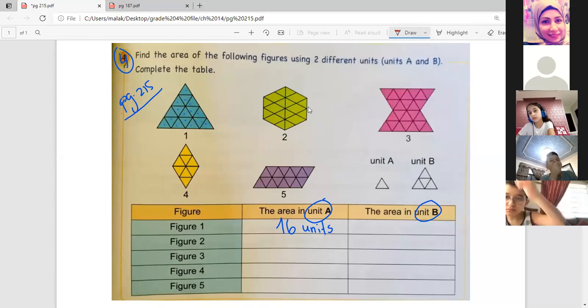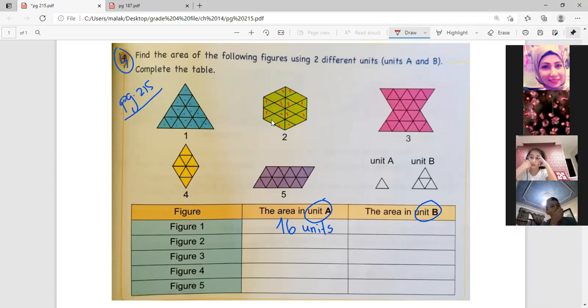I'm going to count just for this. 1, 2, 3, 4, 5, 6, 7, 8, 9, 10, 11, 12. Just this, you mean? Yes. And the others? Then the area becomes less, Malak. We still have more boxes, so what shall I do? We still have more here, but it's not a unit A. If I only count these boxes, then you are counting an area less than the area of figure 2, right? Because we have more than this.